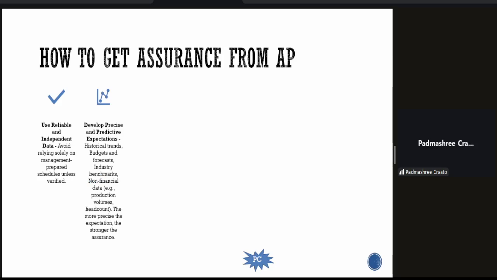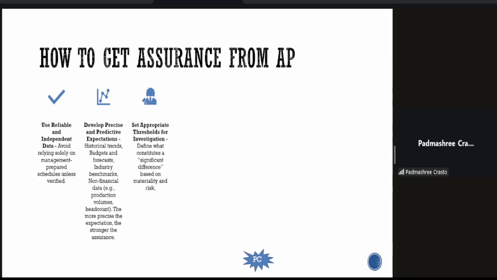Develop precise and predictive expectations. Your historical trends, budgets, forecasts, industry benchmarks, non-financial data, whatever you get, the more precise your expectation, the stronger the assurance that you will get. So you should be able to predict your data, right?